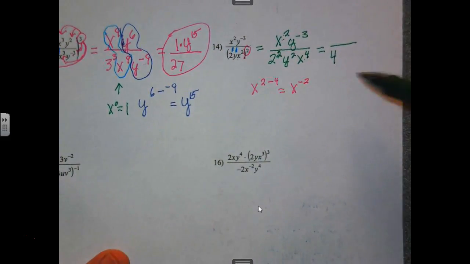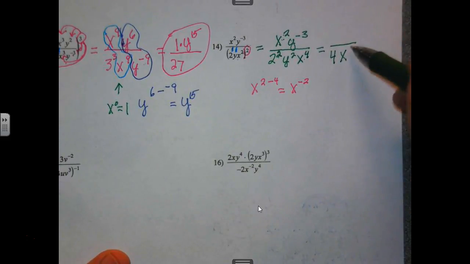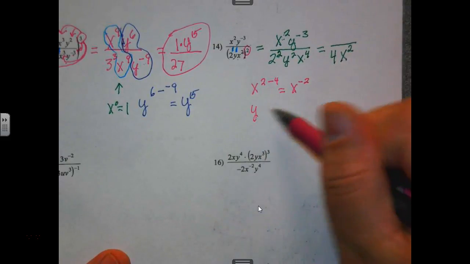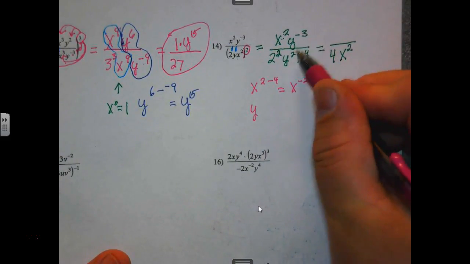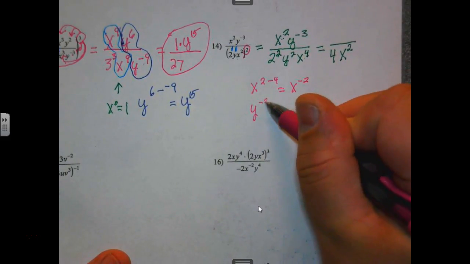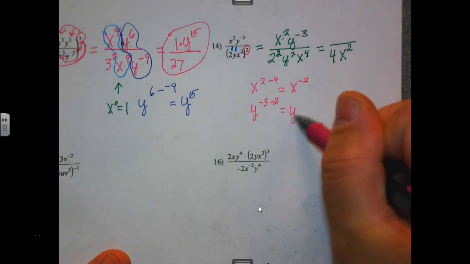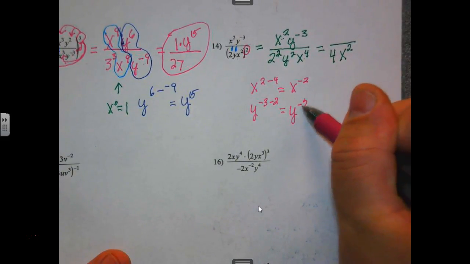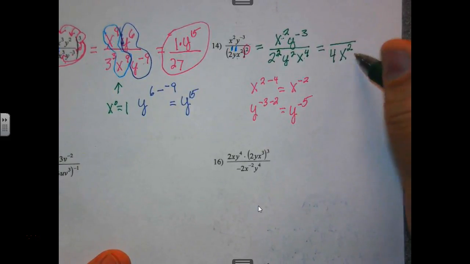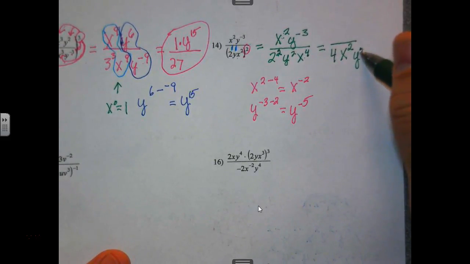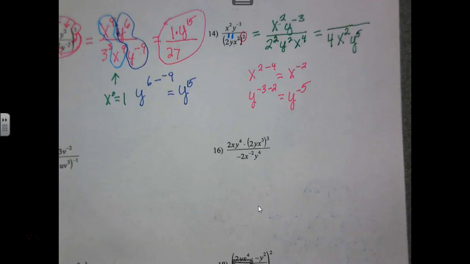So where's it going to go? The bottom, make it positive. Then I'm going to have y to the negative 3 minus 2, which gives me y to the negative 5, so it's got to go in the bottom. Now this time I have to put my 1 there.